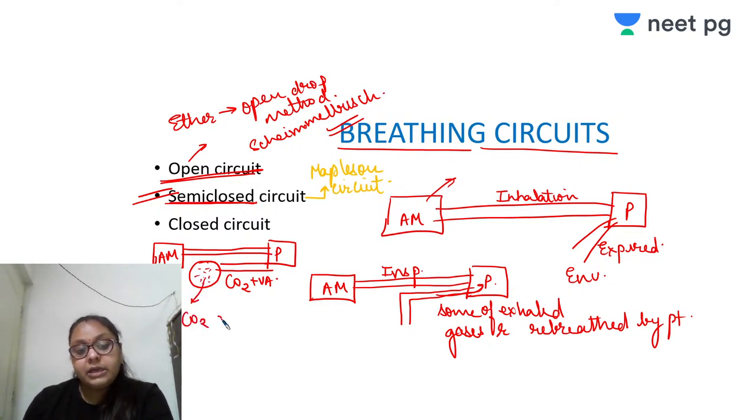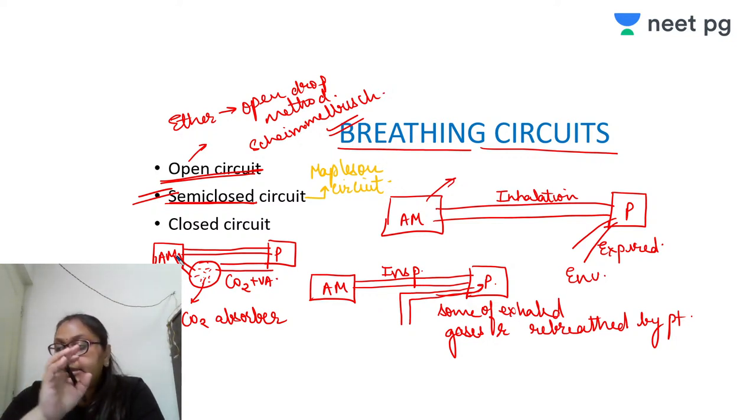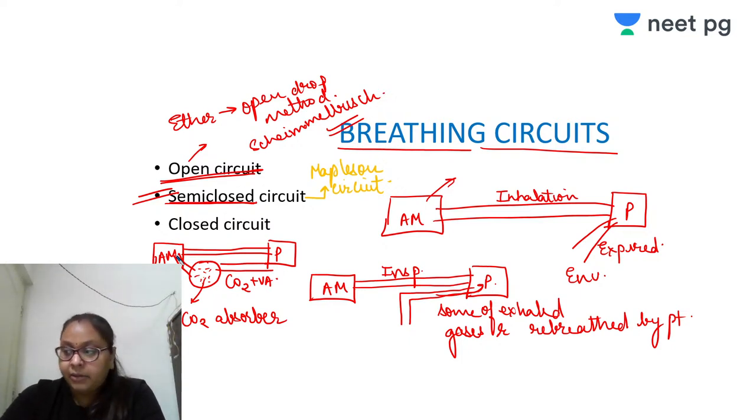ओके, कार्बन डाइऑक्साइड एब्जॉर्बर, जहां से कार्बन डाइऑक्साइड एब्जॉर्ब हो जाएगा and the remaining gases are in वापस से एनेस्थीजिया मशीन में जाएगी and that will be taken up by the patient. So this is a closed circuit. So these are the examples of the breathing circuits. ठीक है, समझ में आया?